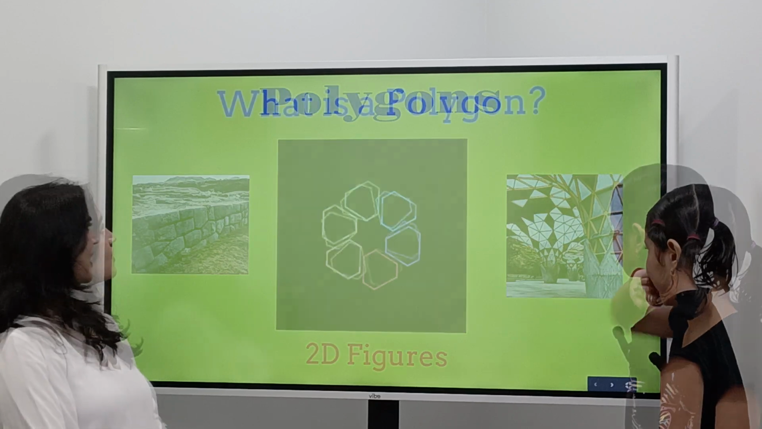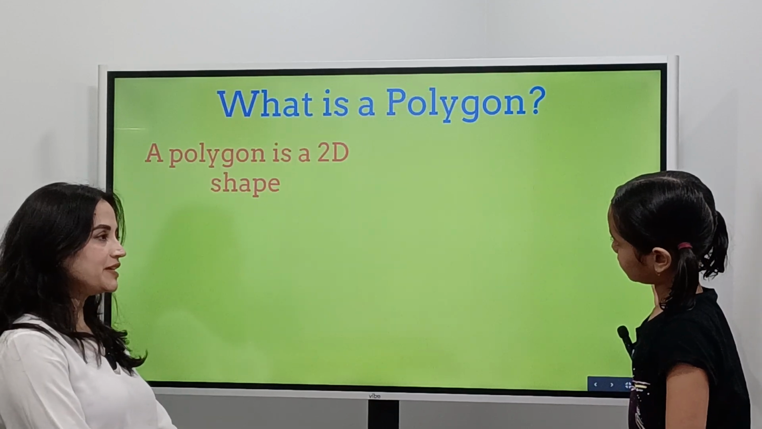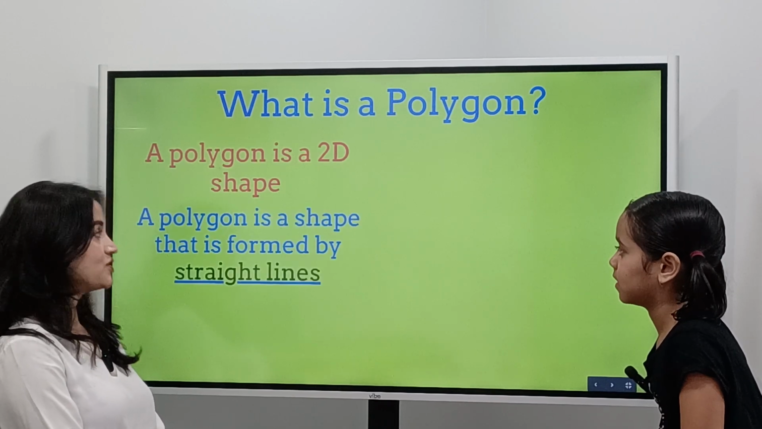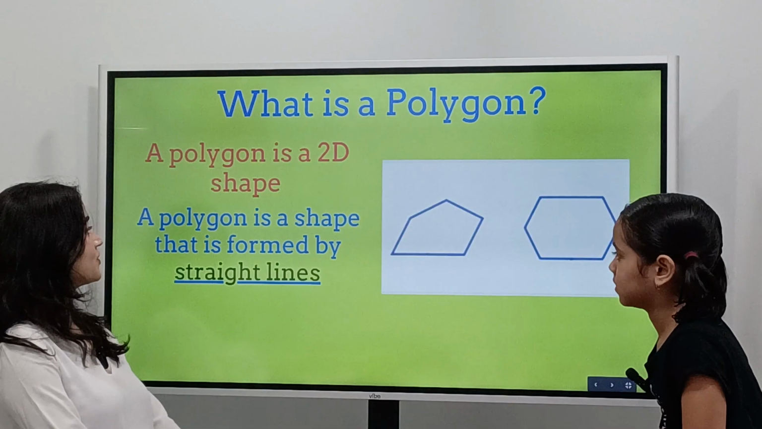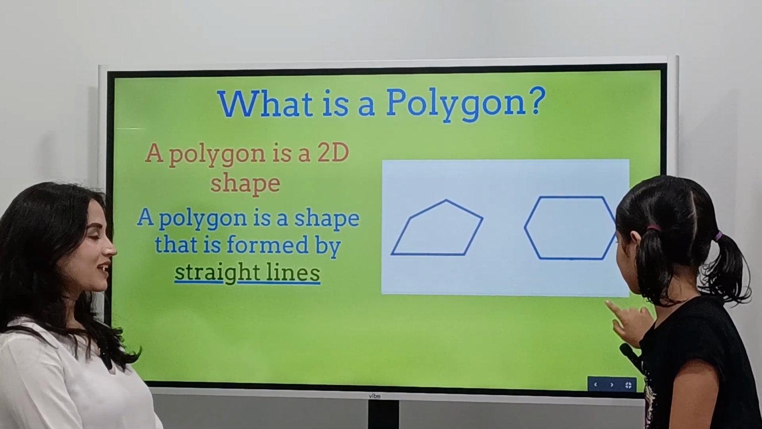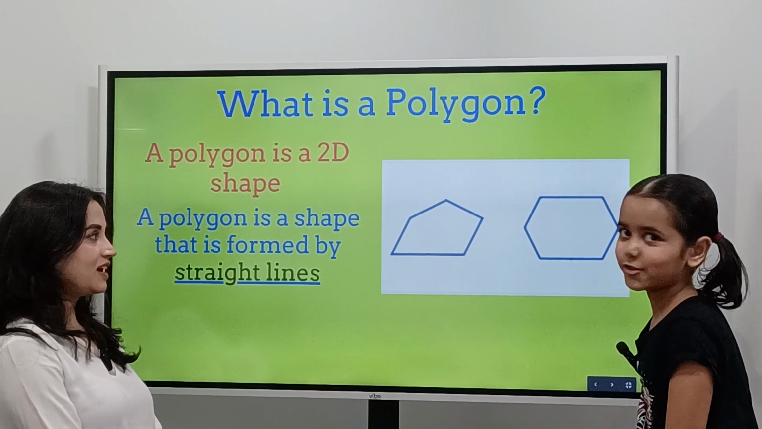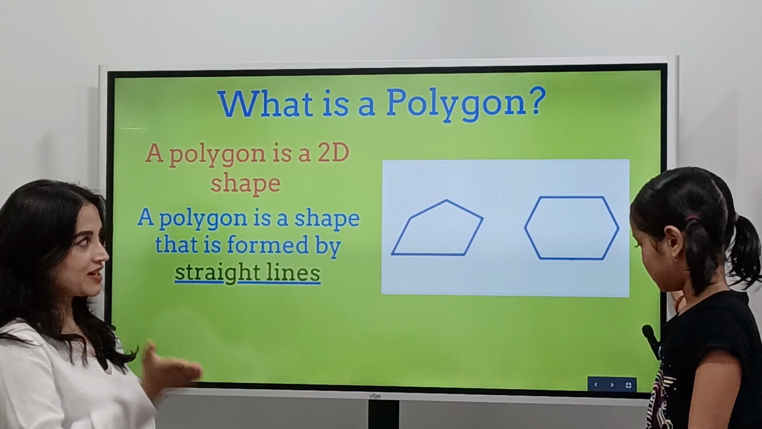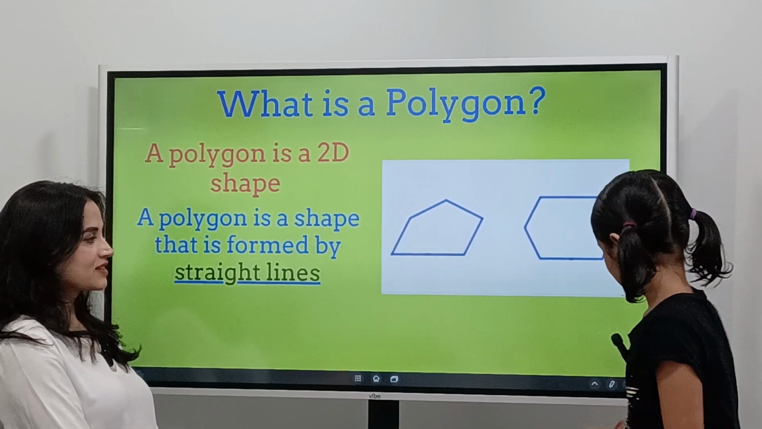So what is actually a polygon, Lina? A polygon is a 2D shape. It's also a shape that is formed by straight lines. Like this, that's a straight line. Like this actually. If you go that way, it's a straight line. Like this. Wait, let me show.